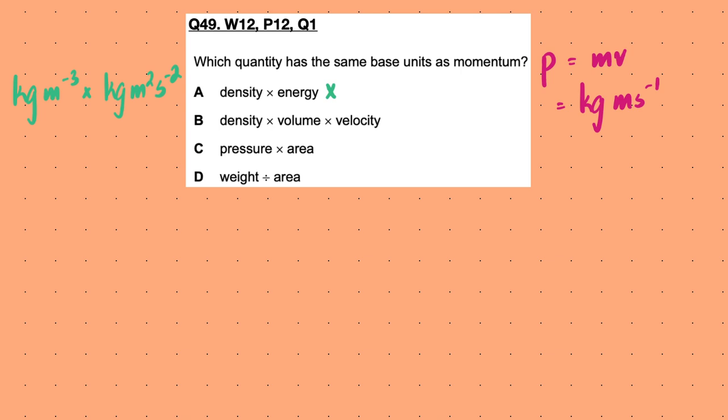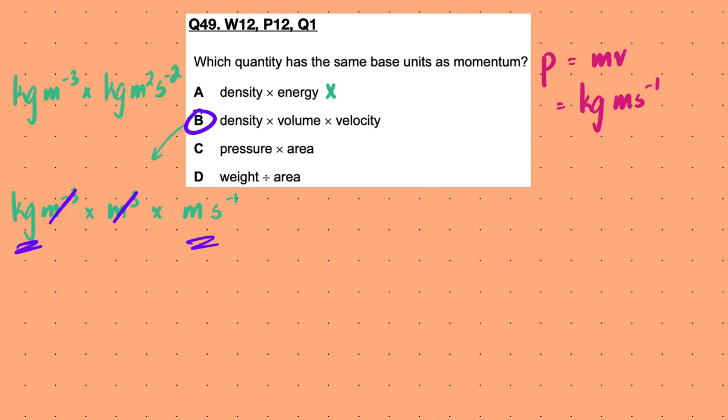Then let's do B. So B is density times volume times velocity. So density is kg per meter cube, volume is meter cube, and velocity is meters per second. This is exactly what I'm looking for. Why? Because the meter cube and the per meter cube cancel out to give me the same units here. The answer to this one is B.